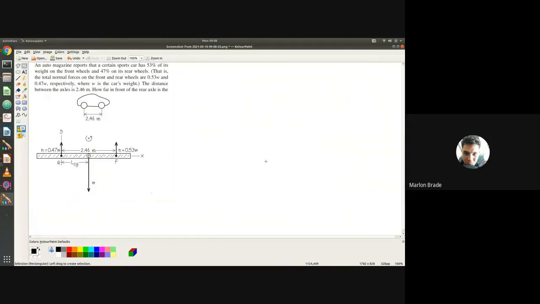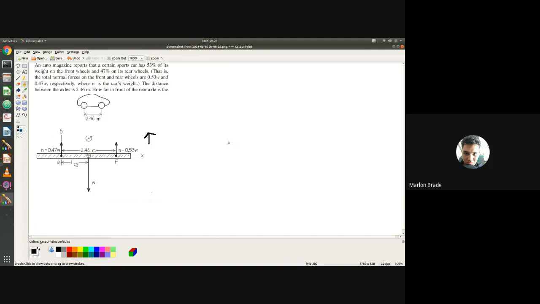Okay, so it's the same. Notice that the summation of forces is already zero, since if you sum up the upward forces, 0.53 plus 0.47 minus W below, that is actually equal to zero. So the first condition of equilibrium is already satisfied.